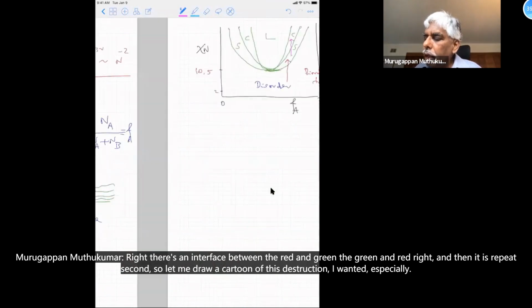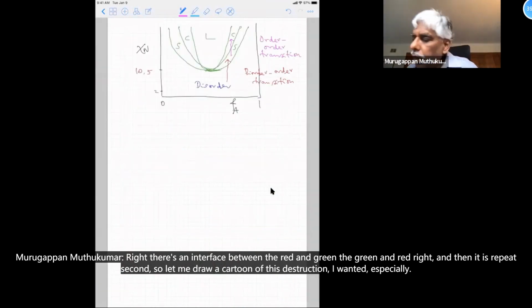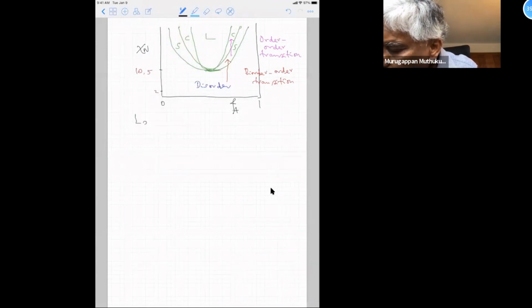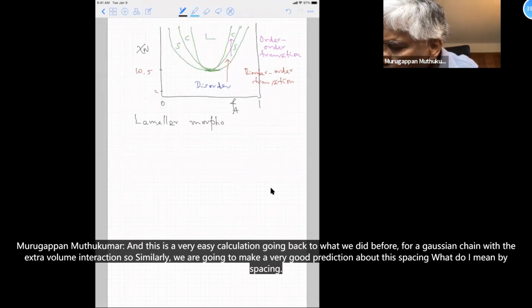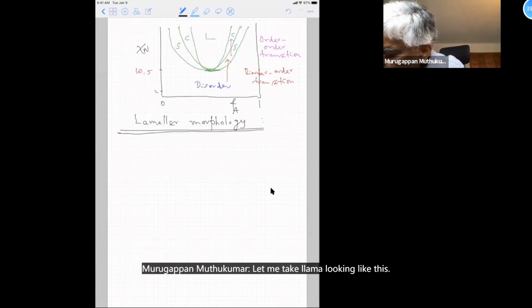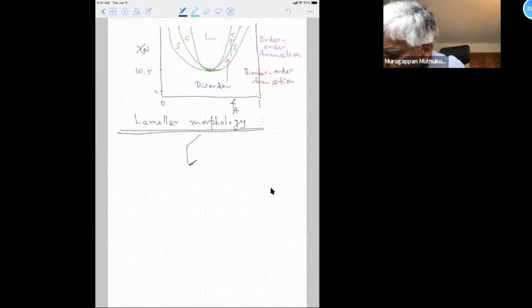So let me draw a cartoon of this structure. I want to specialize as an illustration. Consider lamellar morphology. And this is a very easy calculation, going back to what we did before for a Gaussian chain with the excluded volume interaction. Similarly, we are going to make a very good prediction about the spacing. What do I mean by spacing? Let me take a lamella looking like this, and on and on. The lamellae are stacked up.